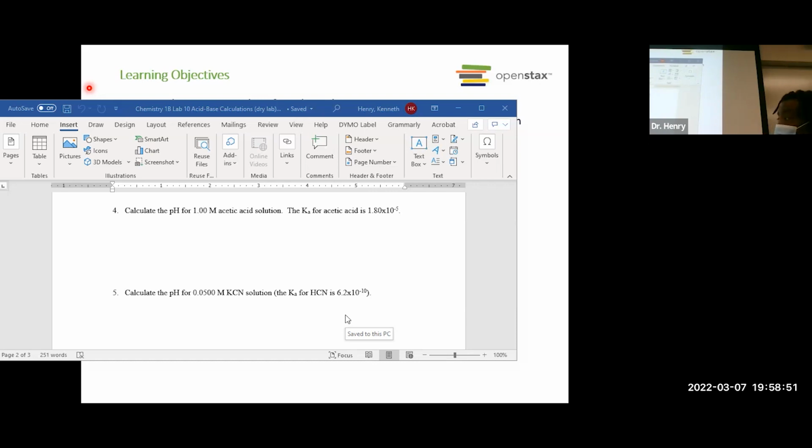Okay. So they want us to calculate the pH for a 1.00 molar acetic acid solution. What does that mean? We have the Ka. So how would I start with this? What was our equation? That's always a good place to start. Okay, so the chemical equation for acetic acid.